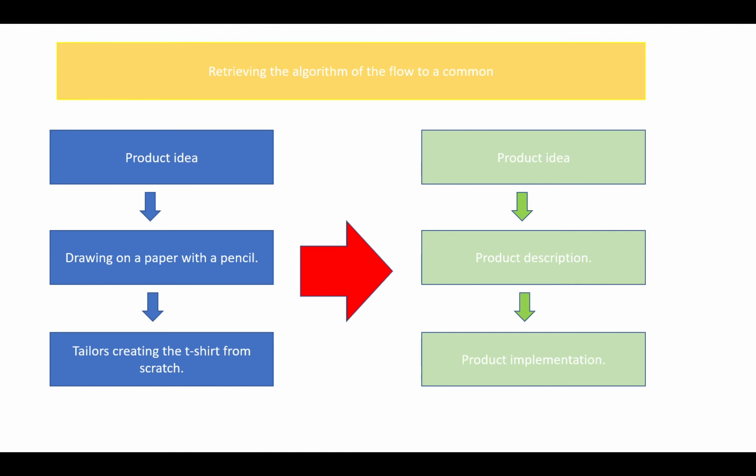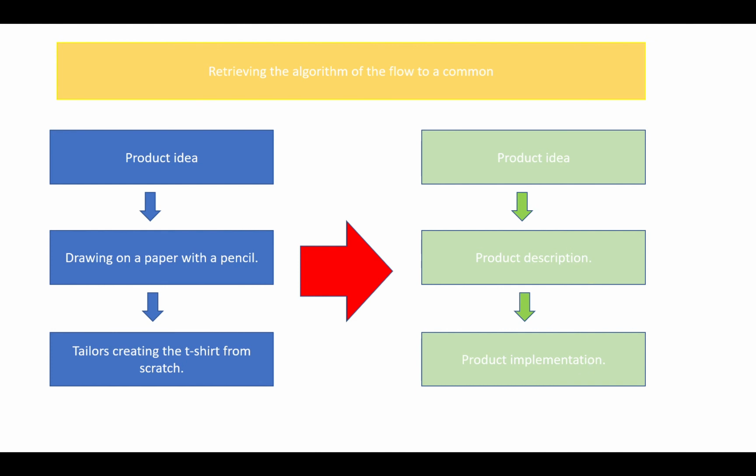So if we translate this flow to a common one, it will look like this. The first step in both cases is surely the same: the idea. The second step, when you are creating your own t-shirt design with a pencil on paper, is the description of the product. Like when the designer is drawing his insight, his idea, he kind of describes the product, what it should look like. And the last step is, of course, the implementation of the product.